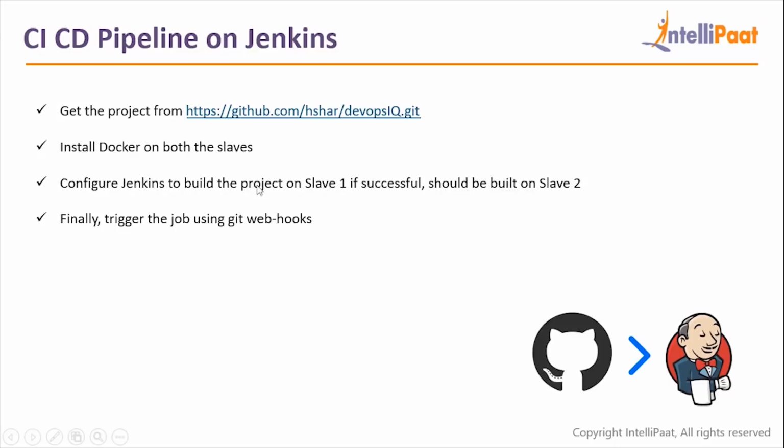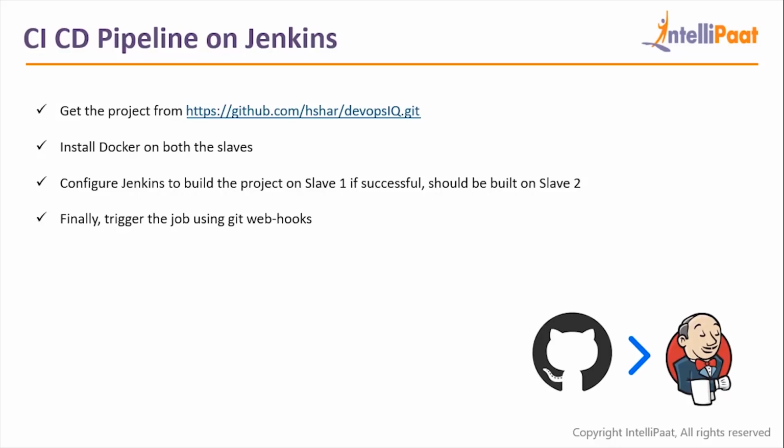So basically we have a project. I've created a project on my GitHub repository. Now this project has a Dockerfile, and this Dockerfile can be built to basically deploy a website on Docker. All right, so we're going to deploy a website on our slave 1 first, which will basically act as our testing server. It will be pseudo testing kind of a thing, right? And if our website is successfully deployed on our test server, that is slave 1, it will then get deployed on slave 2, which will be our production server.